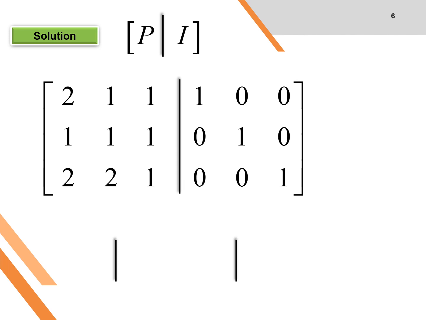For example, you have the matrix 2, 1, 1, 1, 1, 1, 2, 2, 1. This is matrix P on the left, and then this one is the identity matrix. You put it together side by side. And then we are going to do row operations again and again to transform P together with I. From P we will change to the identity using row operations, and then the last answer on the right-hand side becomes the inverse of matrix P.